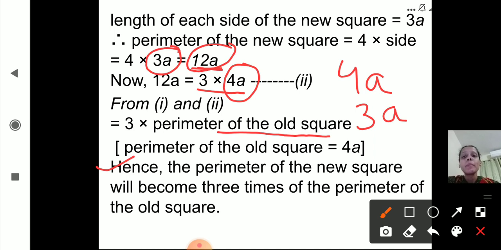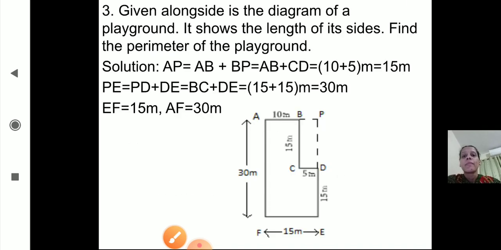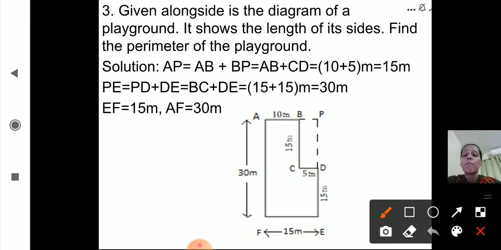Okay. Now we'll start with the next sum. Okay, so this is the third sum. Given alongside is the diagram of a playground. It shows the length of its sides. Find the perimeter of the playground. Now here one figure is given. This is the diagram of a playground. We will find out the perimeter of the playground.